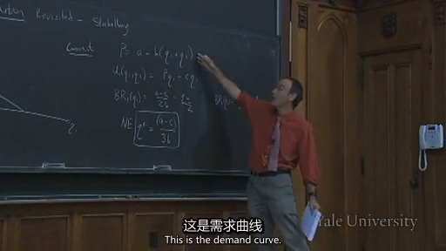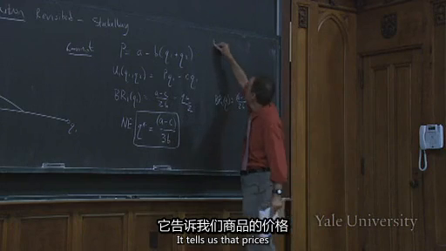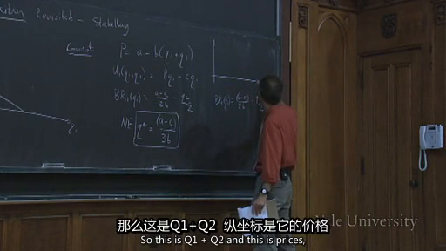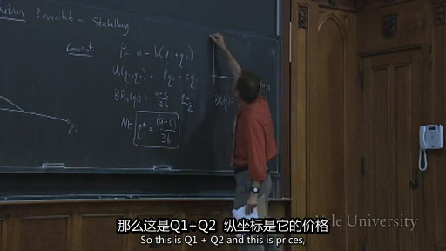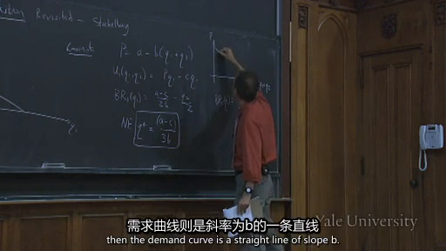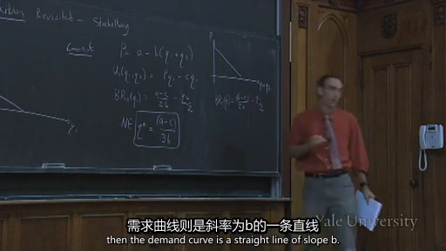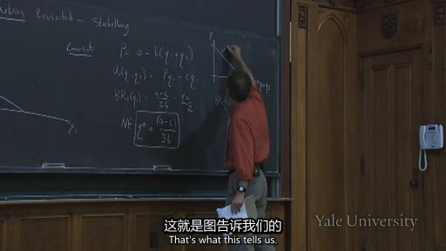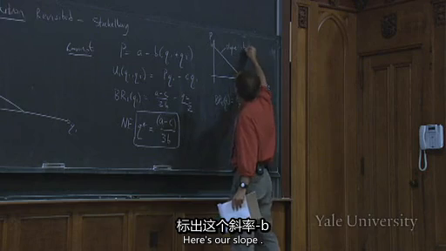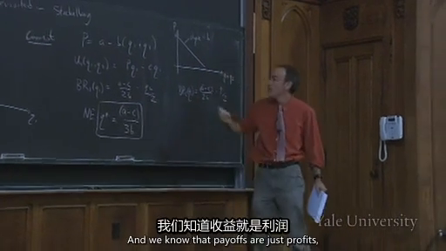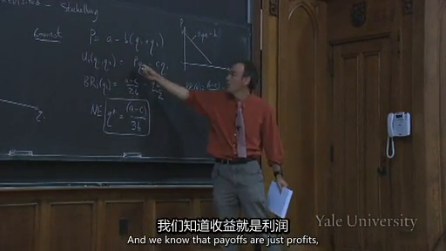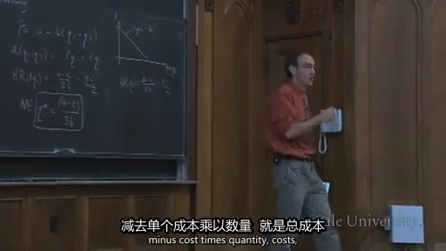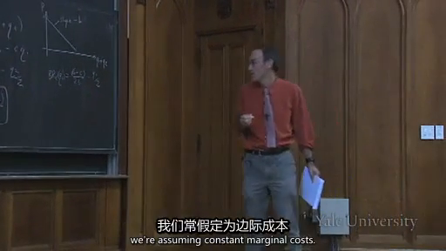This is the demand curve. It tells us that prices depend on the total quantity being produced. So this is Q1 plus Q2, and this is prices. Then the demand curve is a straight line of slope B. All right, that's what this tells us. This has slope minus B. And we know that payoffs are just profits, which are price times quantity, revenues, minus cost times quantity, costs. We'll assume constant marginal costs.